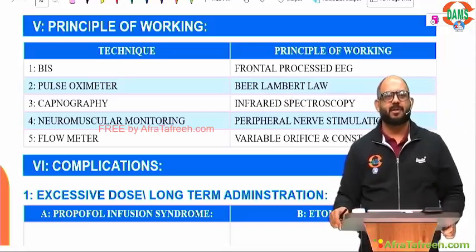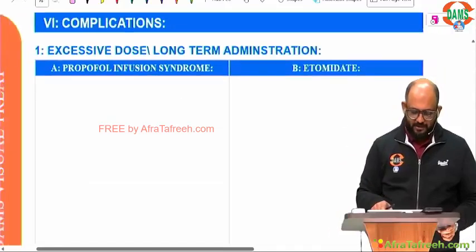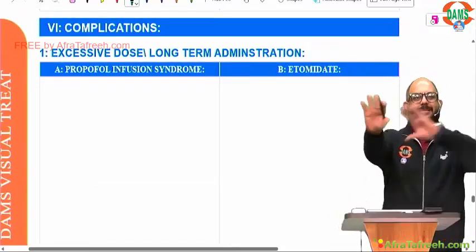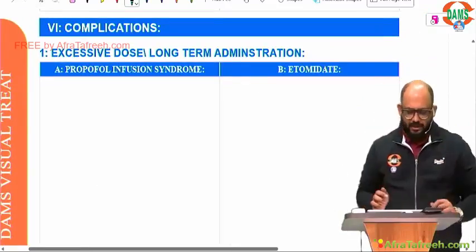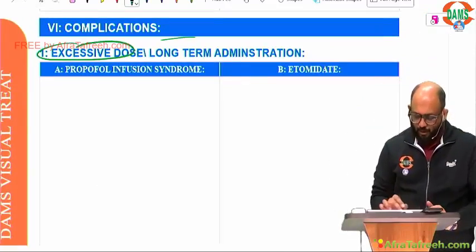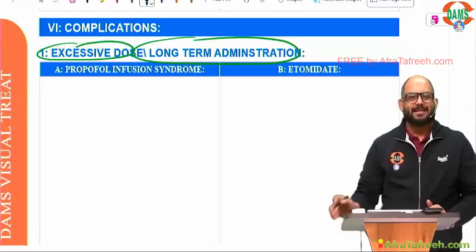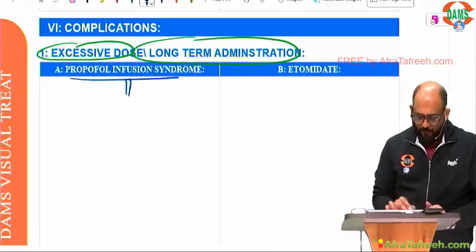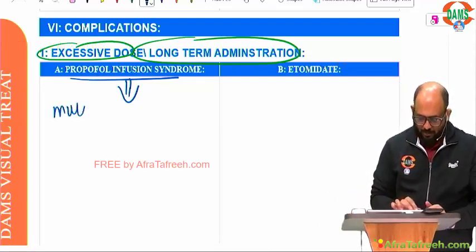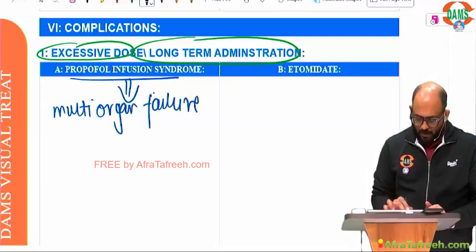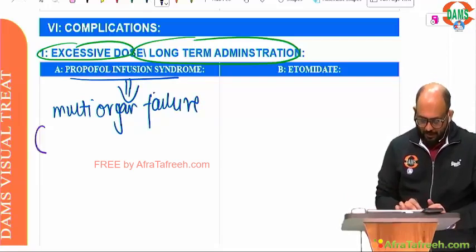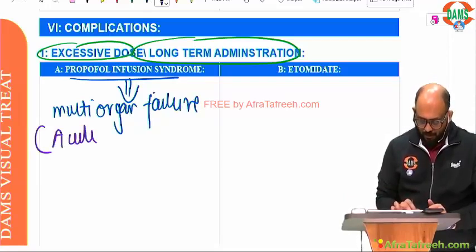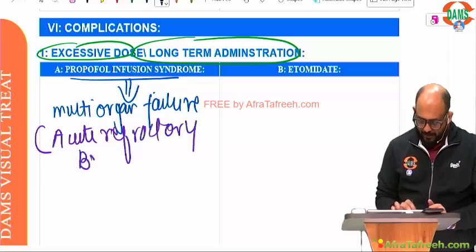Let's come to complications. Now complications we'll quickly discuss because that is something that is asked very commonly. First is excessive dose or long-term administration. Excessive dose or long-term administration of propofol causes propofol infusion syndrome, which is a multi-organ failure with a cardinal symptom of acute refractory bradycardia.